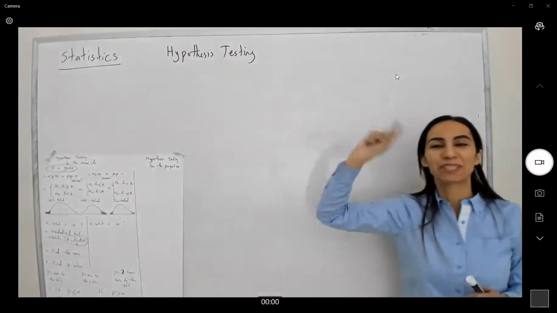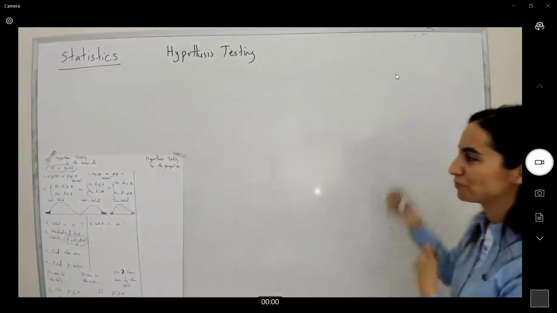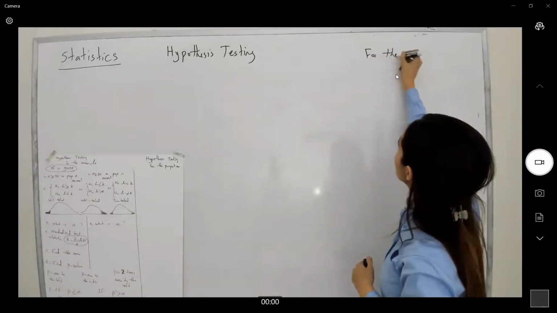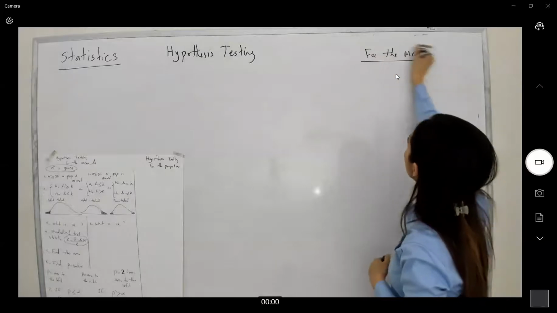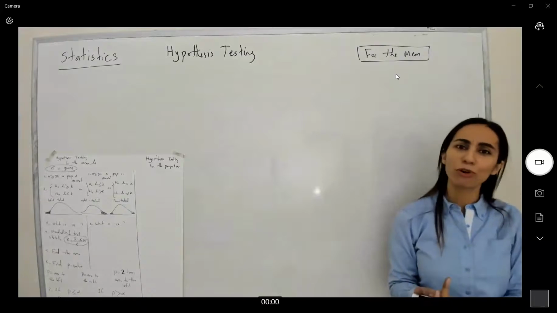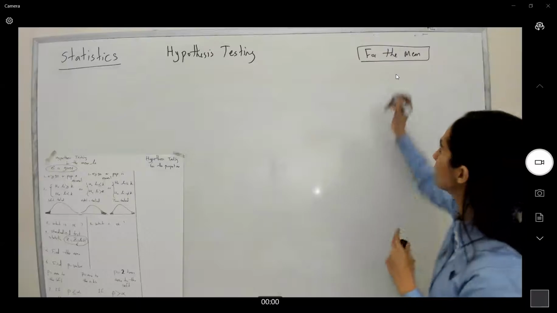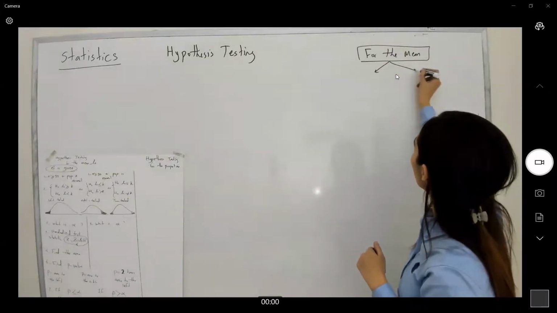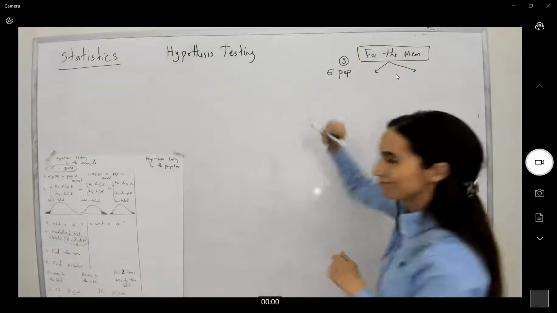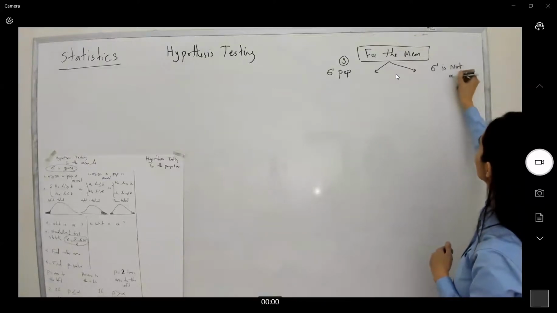Let's write down the steps for hypothesis testing that we learned so far. What is our first step? Hypothesis testing for the mean. So we have to identify the population parameter. Is it mean? Is it proportion? Is it standard deviation? Is it variance? Which one is that? Then we look at the standard deviation of the population. Is sigma given, or is sigma not given?